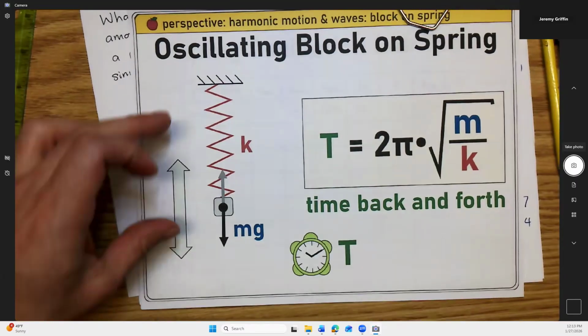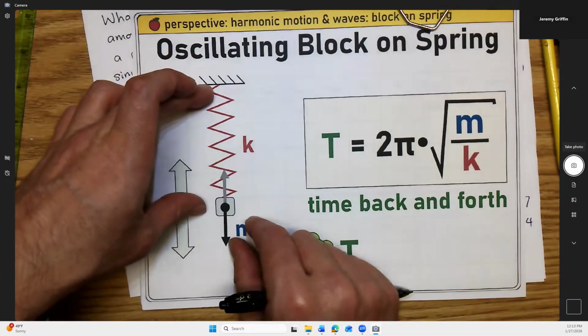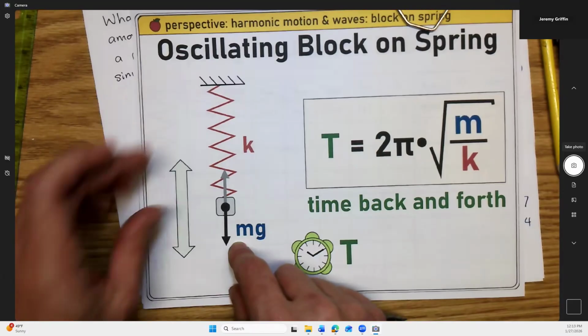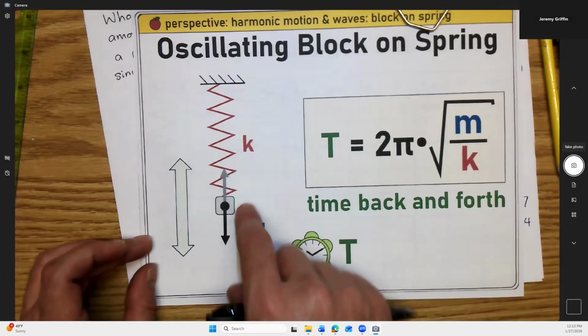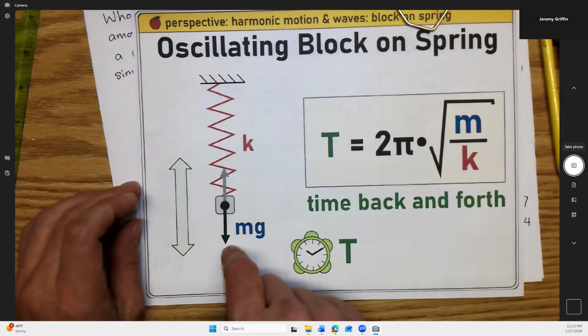Guys, what about this? What if I take this spring right here? Guys, look here. Guys, focus. I'm gonna pull it back and let it go. It's gonna oscillate. It's gonna take some time. Now, guys, look up here.